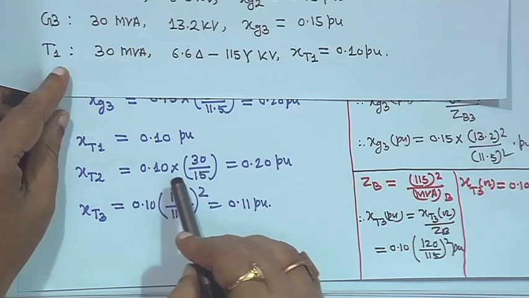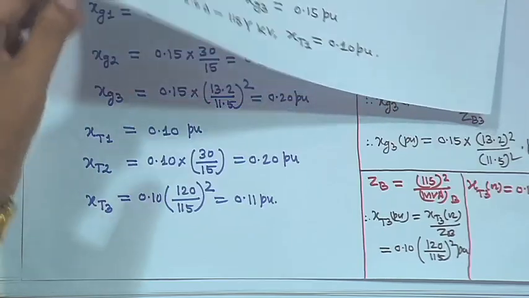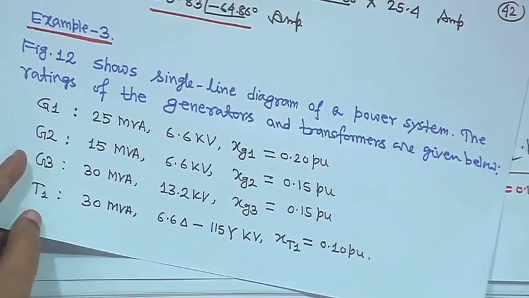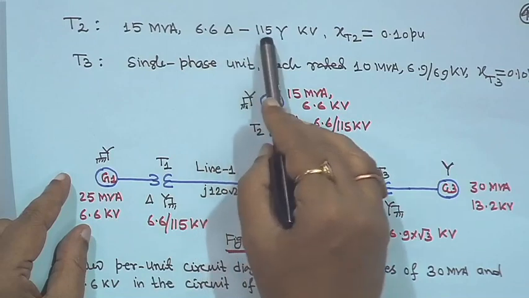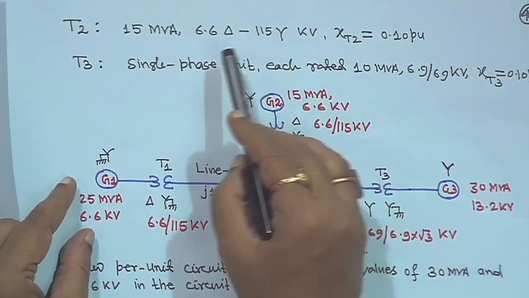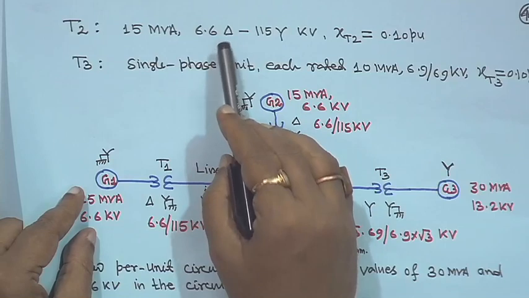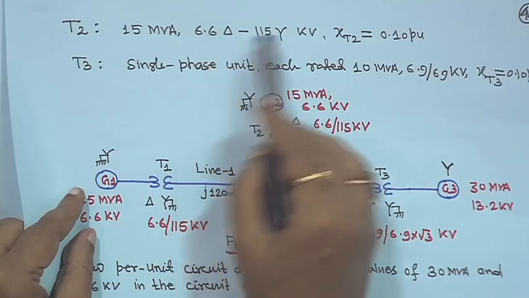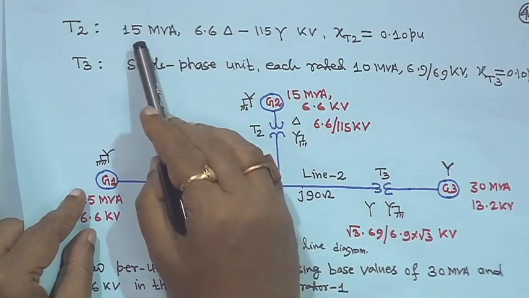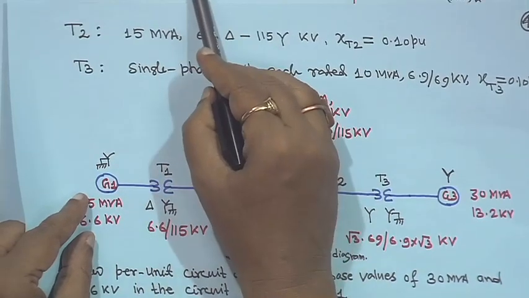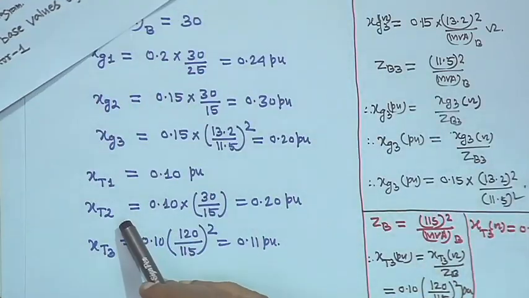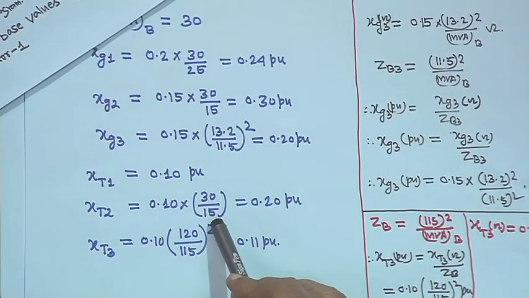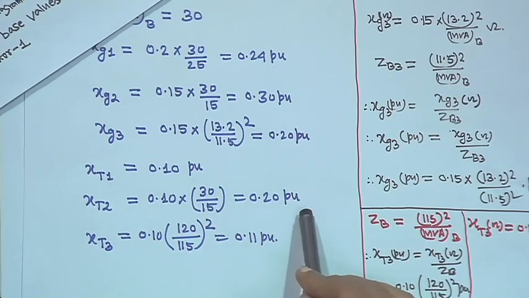Now, for transformer T2, let me find out the data. Transformer T2 is 15 MVA, with 6.6 kV delta side and 115 on the other side. So voltage will not affect it, because 6.6 kV is the base voltage and the other side will automatically be 115. But the MVA rating is different, 15 MVA, while the base MVA is 30. That means X2 will be 0.1 into 30 upon 15, same as the generator we did. So it is 0.20 per unit.